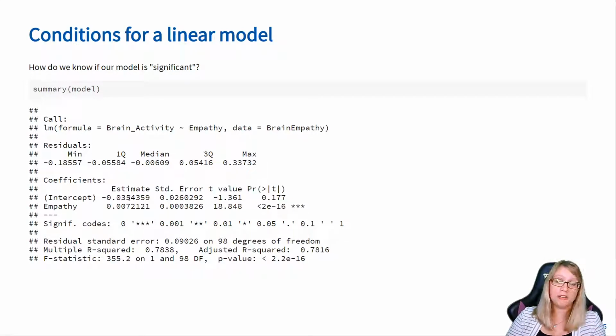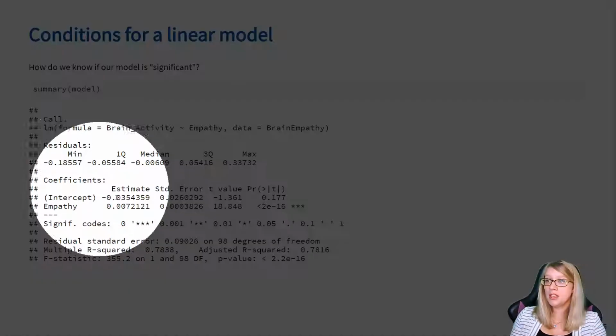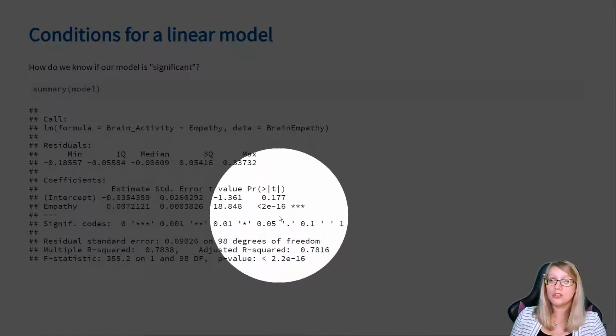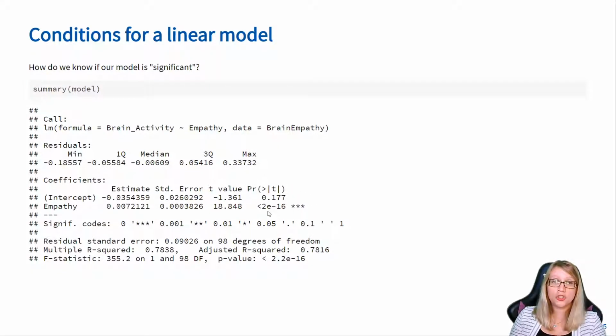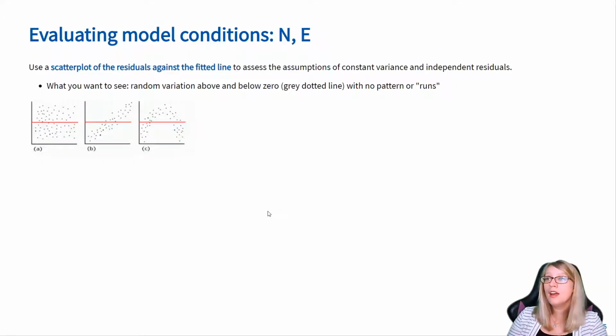That's our alternative. So here, this p-value on empathy is very strong. That indicates that there is strong evidence that the slope is not 0. There's strong evidence of a linear relationship. Now, let's take a look at those last two LINE conditions, the N condition and the E condition.